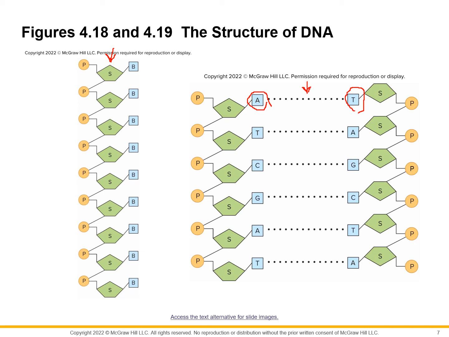And again, you can see anywhere there's an A, there's going to be a T on the other side, or vice versa. Anywhere there's a C, there's going to be a G, or vice versa. And so this is how they bind together. Remember, those hydrogen bonds are just strong enough to give it some structure, but not too strong that it can't be pulled apart, opened up, read, and then closed back together. And we'll see that later on in this chapter.